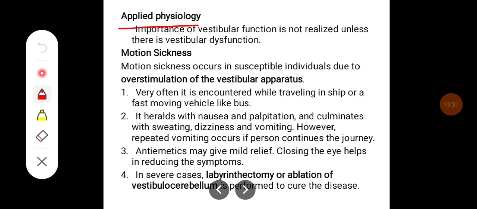Some of the applied aspects. The importance of vestibular function is not realized unless there is a vestibular dysfunction. Motion sickness. Motion sickness occurs in susceptible individuals due to overstimulation of the vestibular apparatus.